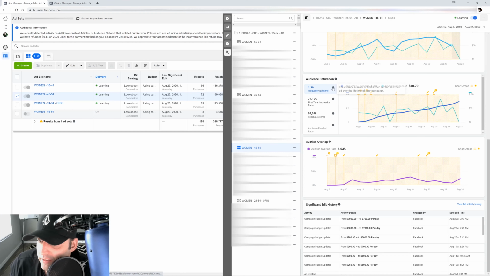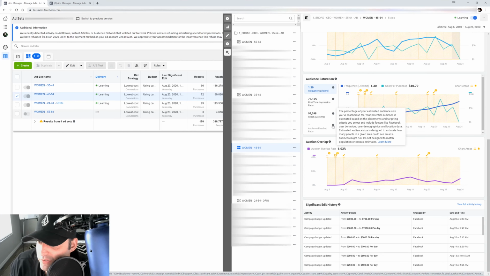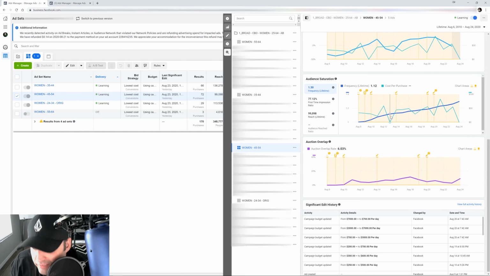And if you look at the little eyes right here, it'll give you explanations on how to use the charts, right? The percentage of estimated audience size you've reached so far. Your potential audience is estimated based on the placements and ad targeting criteria you select, and includes factors like Facebook user behaviors, demographics, and location data, right? So you've got to look at that.